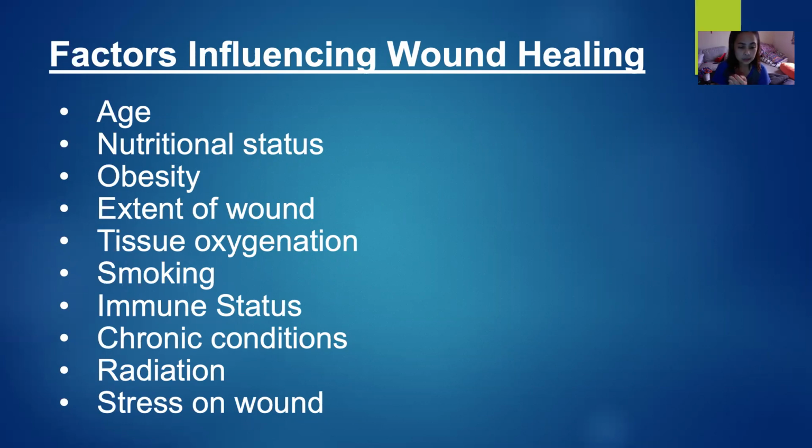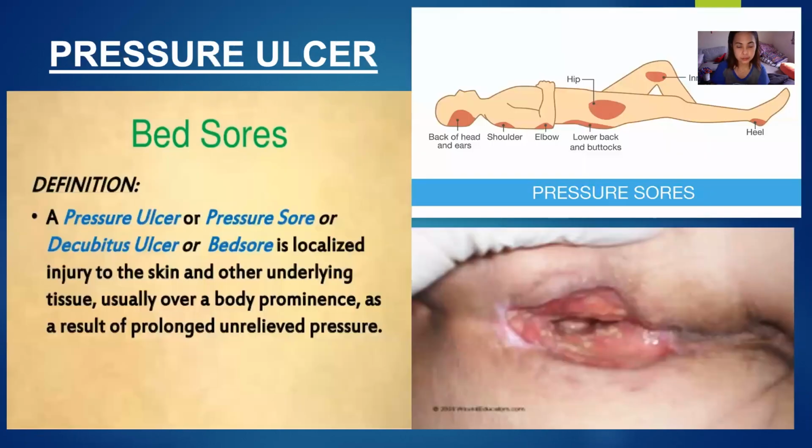Then, immune system or immune status, if you're having drop of your immune status or immune system, mababa yung immune system mo, mas matagal mag-heal yung wound. Chronic condition like diabetes, mas matagal mag-heal yung wound. Radiation, if you're exposed to radiation, matagal mag-heal yung wound. And stress on the wound. If you're putting pressure on the wound, of course, it will bleed more. So it will be factors on wound healing.